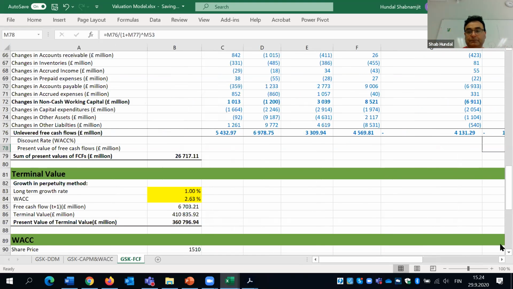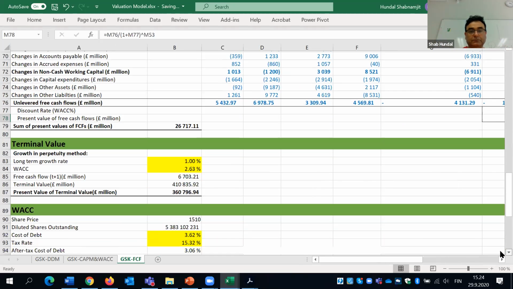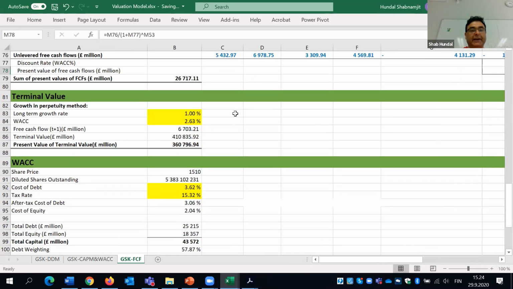And then we have this long-term growth rate. You know the long-term growth rate? In the final year, our revenue grows at 1%. Remember, in the very beginning, this is M14 I took. And then 2.63 comes again.